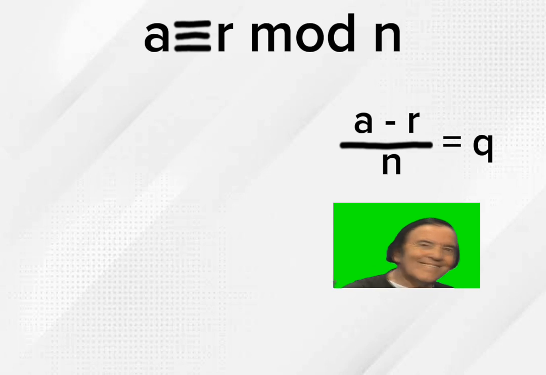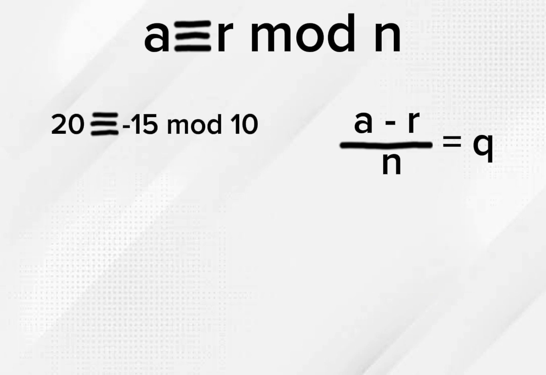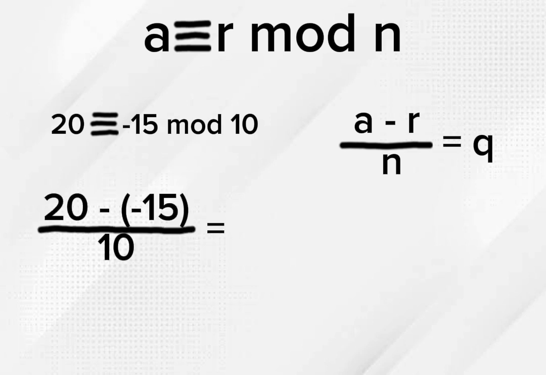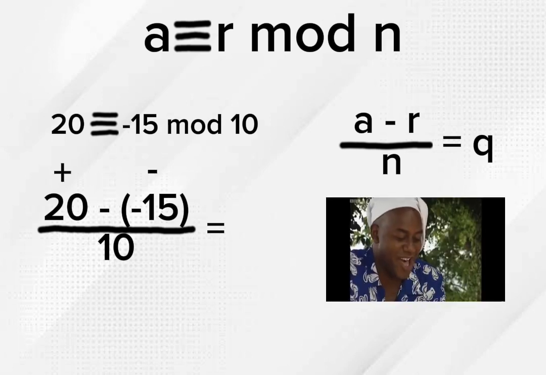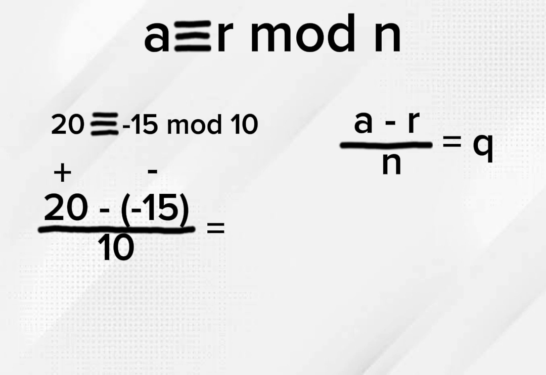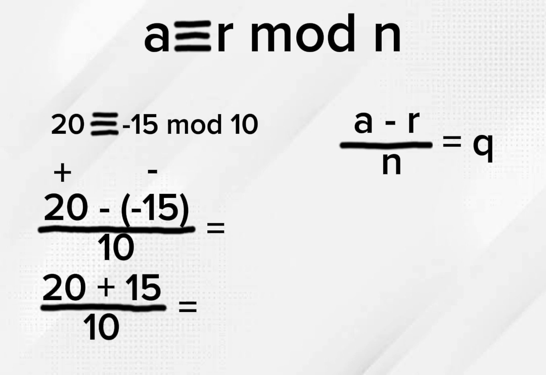Next is 20 is congruent to negative 15 mod 10. Then let's use the formula. 20 minus negative 15, divided by 10. Since we are subtracting a negative number from a positive number, the simplest way to do this is to simply add both of the numbers. So 20 minus negative 15 will be 20 plus 15. So 20 plus 15 equals 35. Then we're going to divide it by 10.